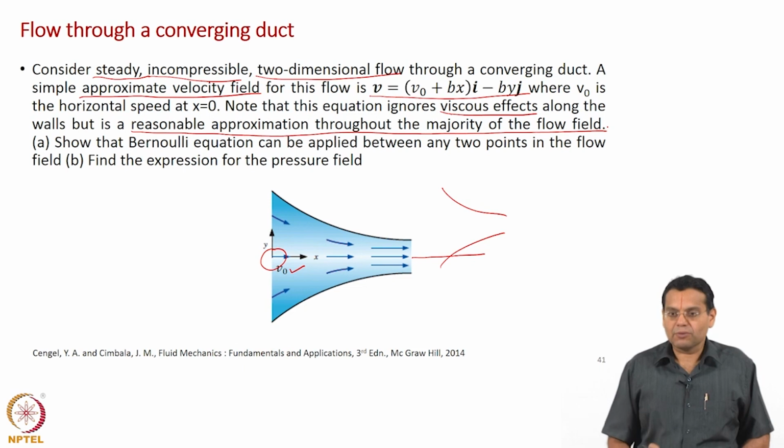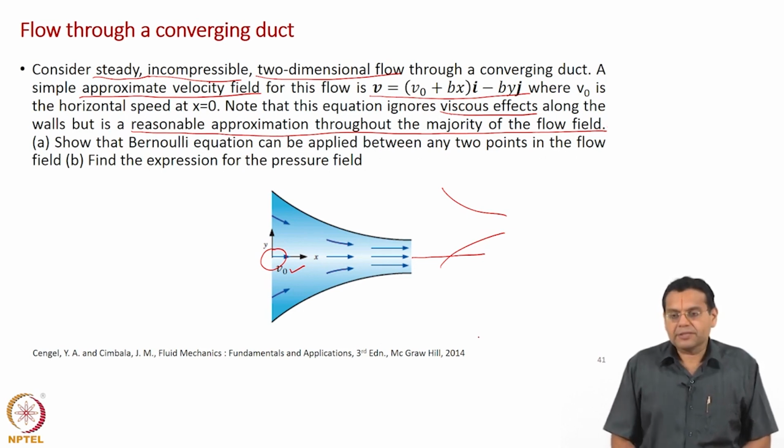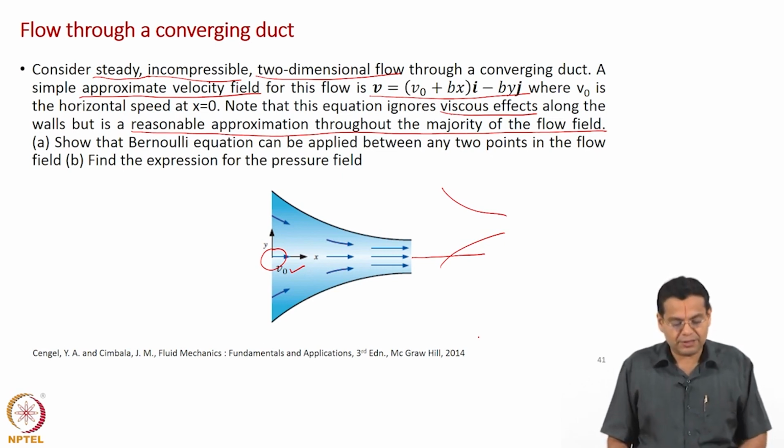Whenever we say inviscid flow, what is the region of validity? First of all, high Reynolds number. Secondly, away from the wall where the net viscous stresses are negligible. That is what this question also tells you. Note that this equation ignores viscous effects along the walls, but is a reasonable approximation throughout the majority of the flow field. That is why it says approximate velocity field.